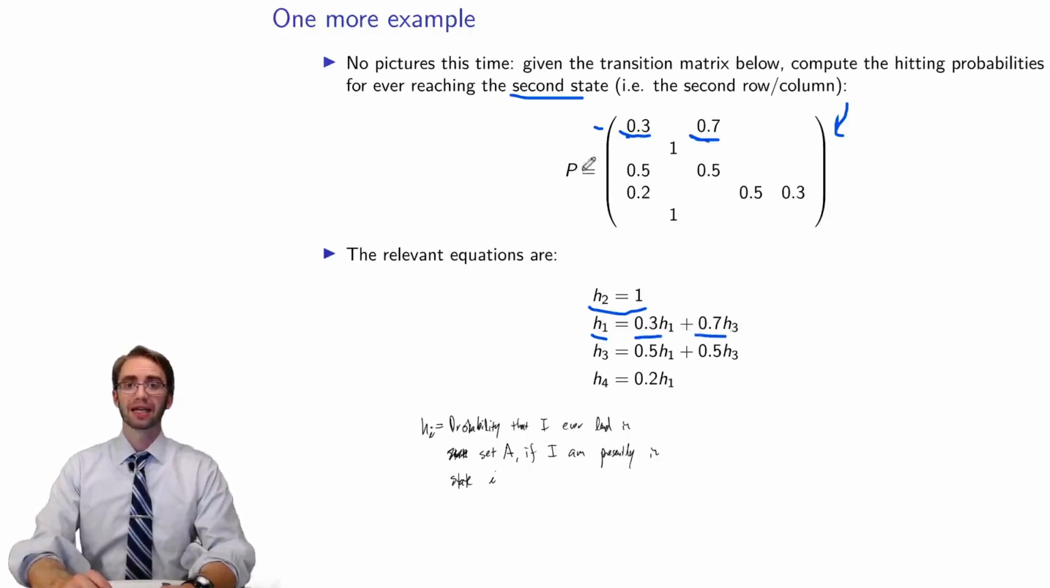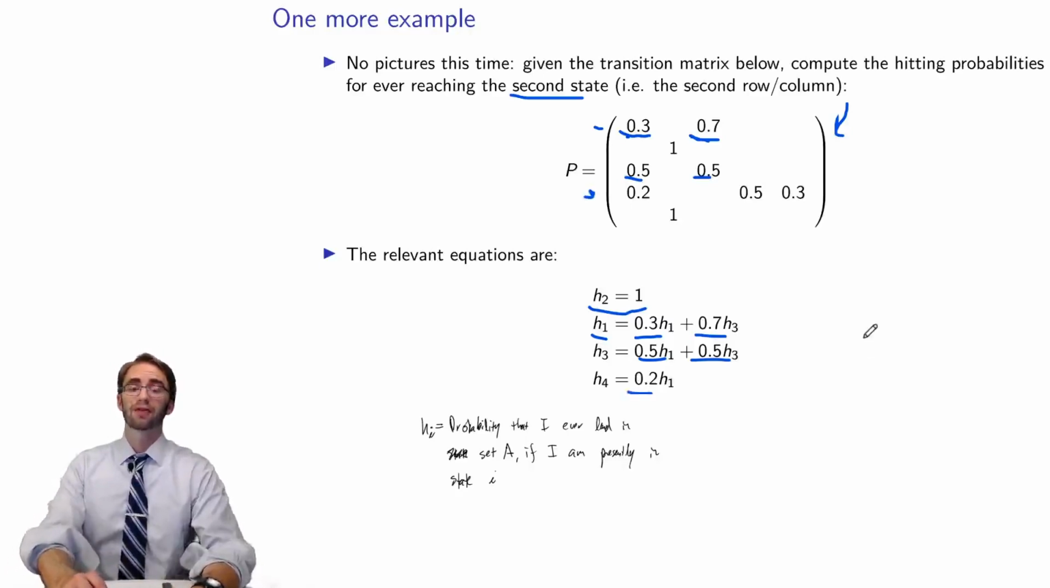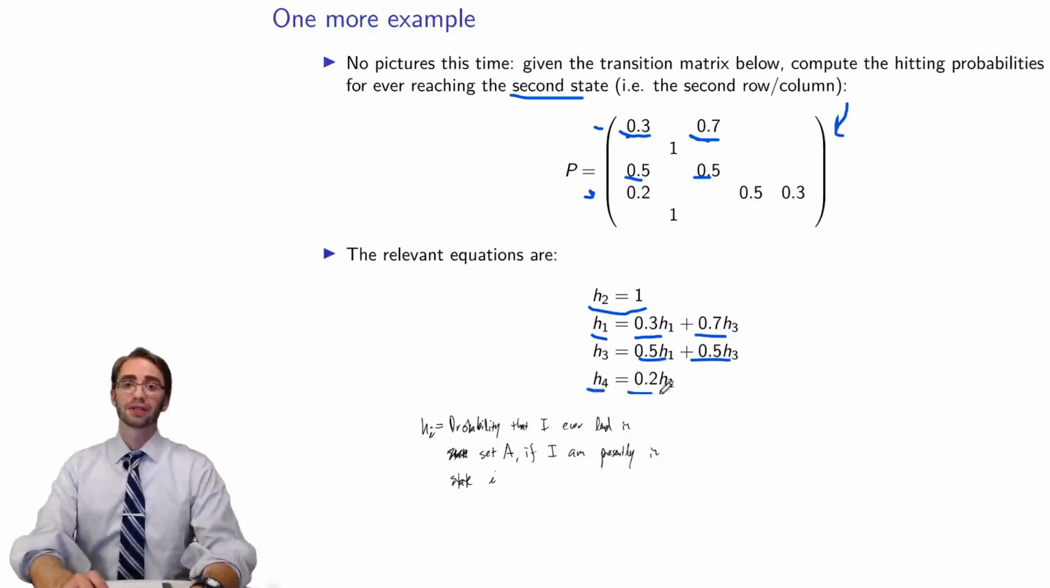If I'm in state 2, we already covered that one. State 3, there's a 0.5 probability of going to state 1, and a 0.5 probability of going to state 3. If I'm in state 4, then there's a 0.2 probability of going to state 1, a 0.5 probability of going to state 4, and a 0.3 probability of going to state 5, and therefore h4 is equal to 0.2 h1 plus 0.5 h4 plus 0.3 h5.